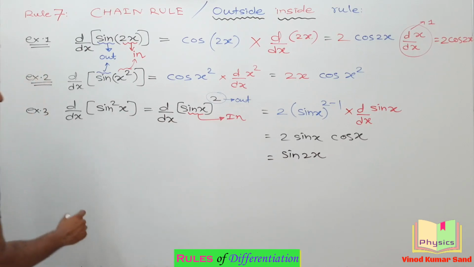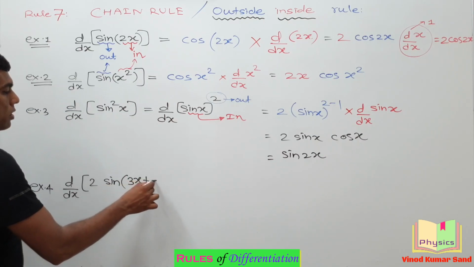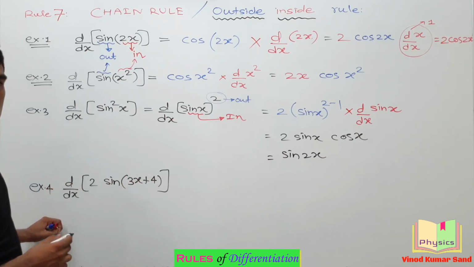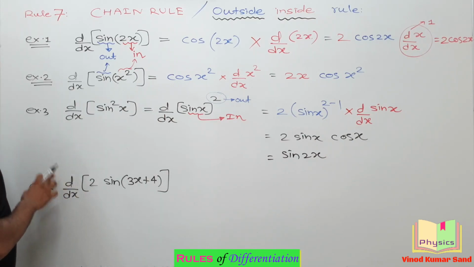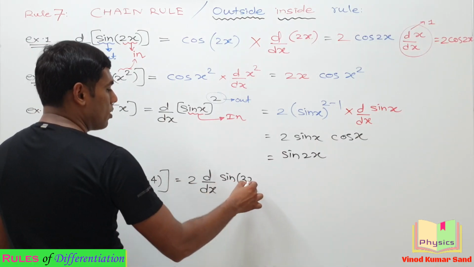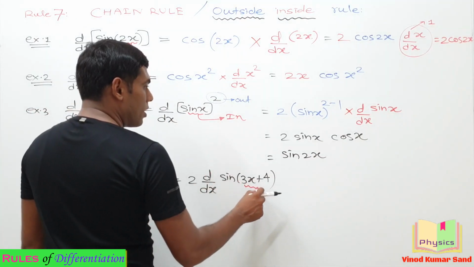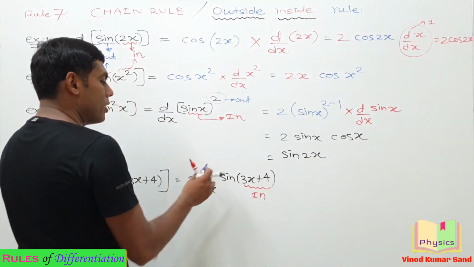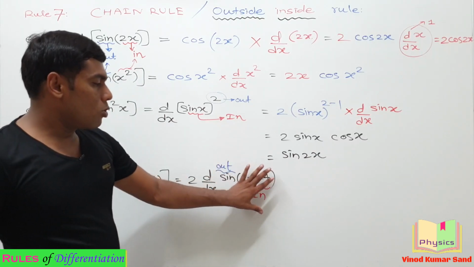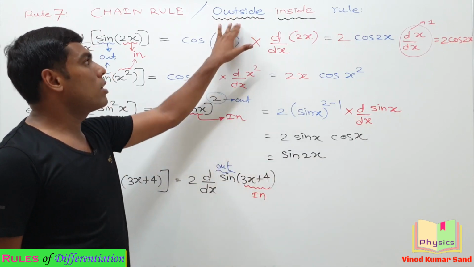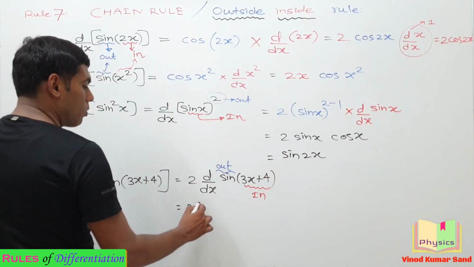Fine. Now taking up example number 4. d by dx of 2 sine 3x plus 4. You can give it a try yourself. This 2 is a constant, it will be taken outside by the constant multiplication rule. Now can you recognize the outside and inside function? This is the inside function and the sine function is the outside function. Now you assume it to be sine of something and then you need to differentiate the outside function first. Sine of something will become cos of something.